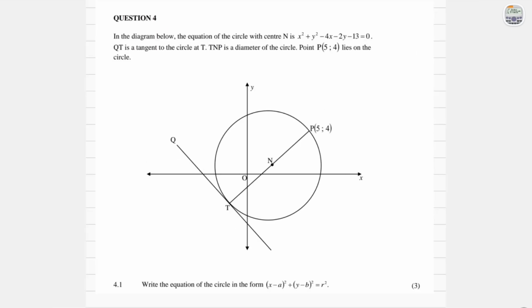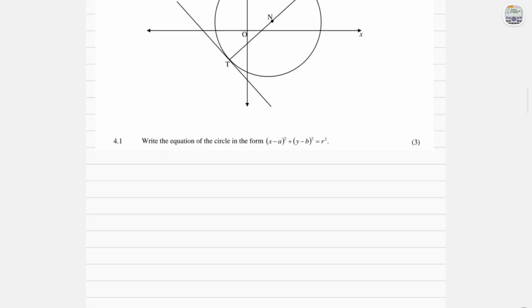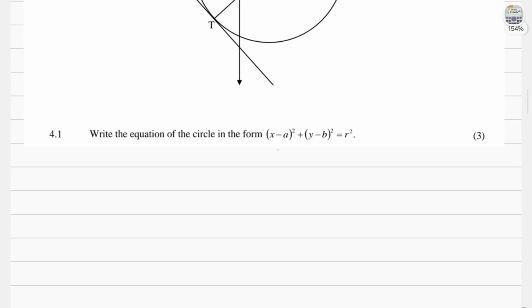Question 4 says, in the diagram below, the equation of the circle with center N is this, okay? And then they tell us that QT is a tangent to the circle at T, and TP is the diameter of the circle. And we have point P, which is (5, 4), lies on the circle. And 4.1 says, write the equation of the circle in this form.